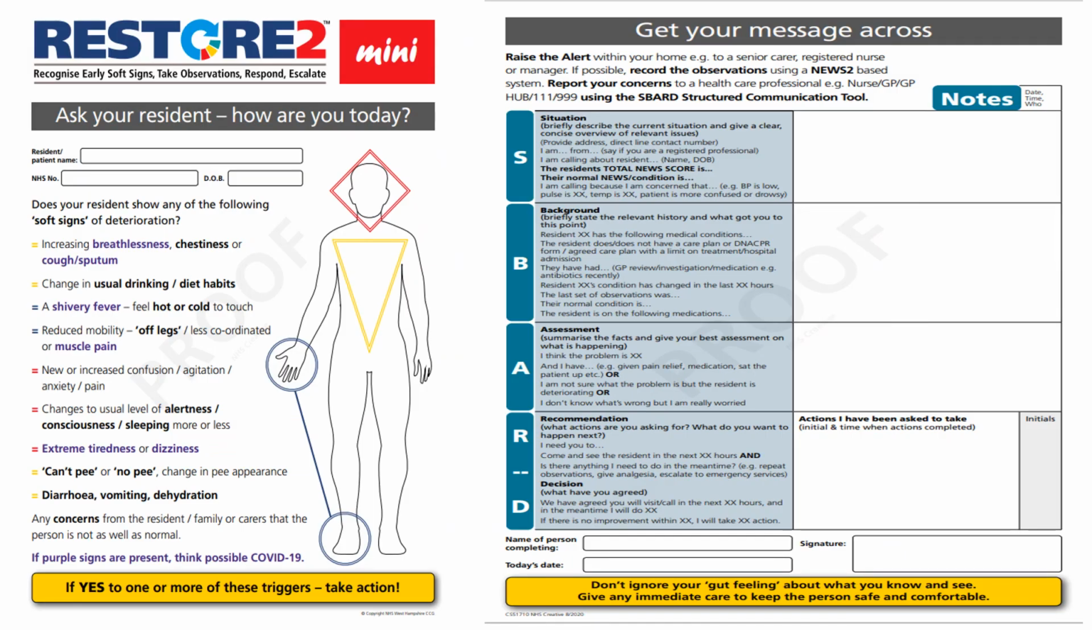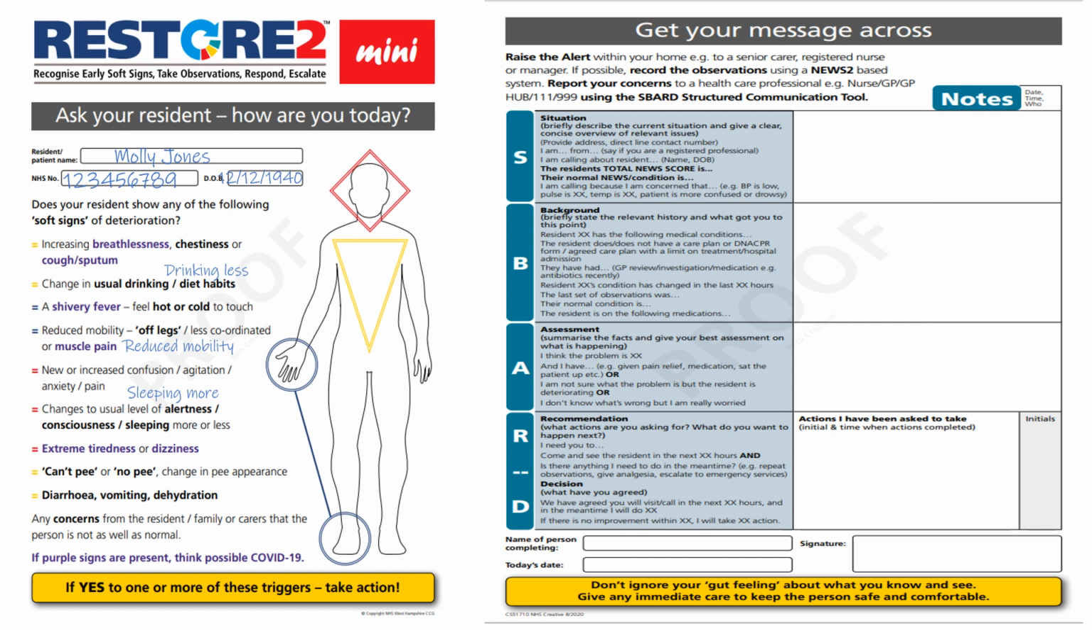So let's put all this together. Here's our RESTORE2Mini tool, and let's use Molly, our previous example, to populate this tool. So this morning, we asked Molly, how are you feeling today? And when we spoke to Molly, we realised that she's got reduced mobility compared to normal. She appears to be drinking a lot less. And she's sleeping much more. This has prompted your concern, and so now you're going to fill out your SBARD. The SBARD is really important to help you gather your thoughts and thinking before you make that phone call.